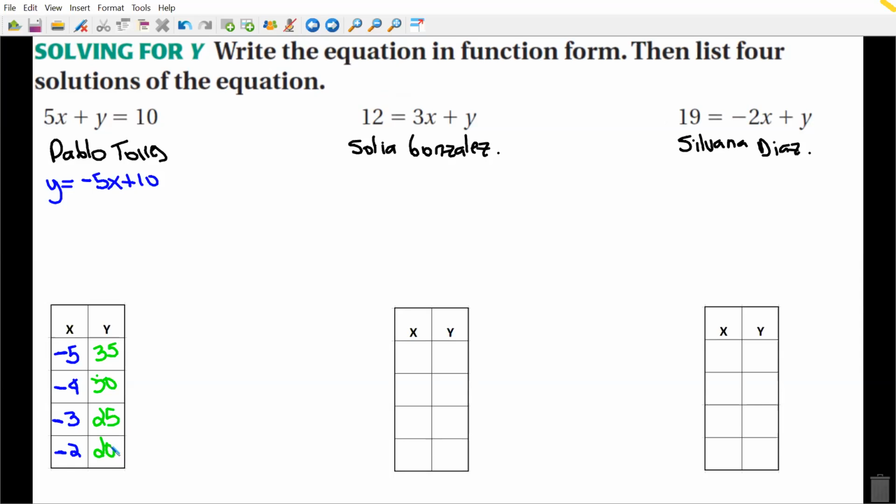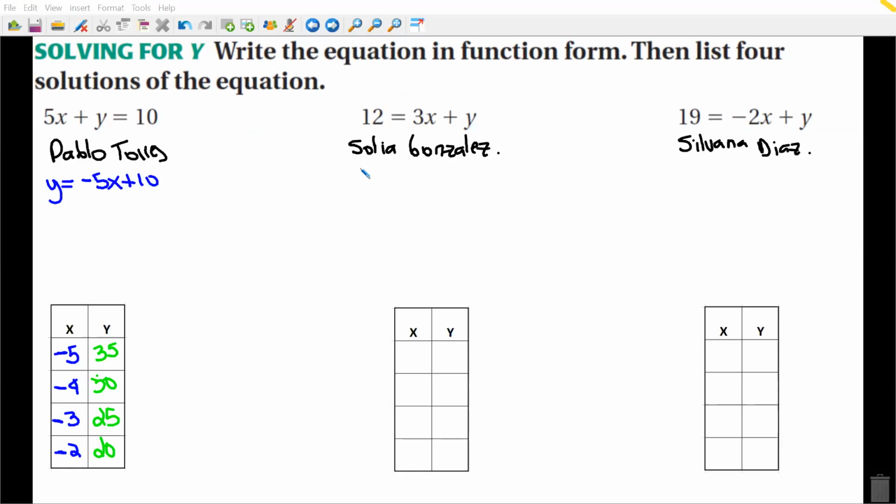Good job, buddy. Sofia Gonzalez. Ms. Gonzalez, are you here? Ms. Gonzalez. Okay, Ms. Gonzalez is not here. Oh, Camila, you were able to make it. Camila, would you like to solve this exercise of Sofia?